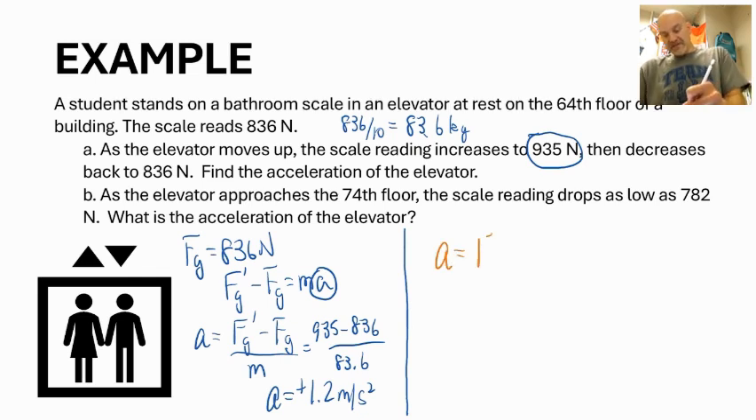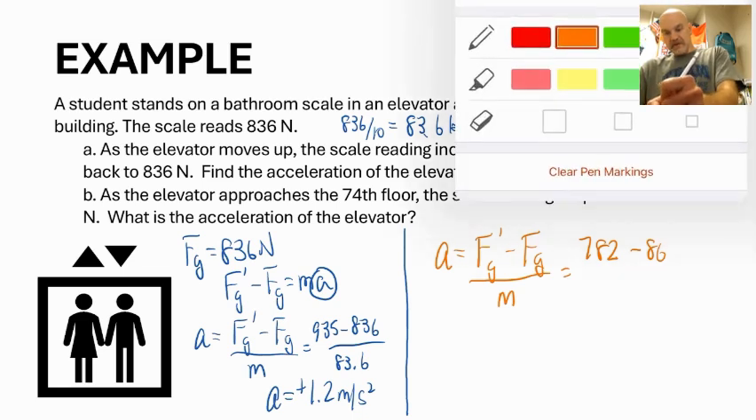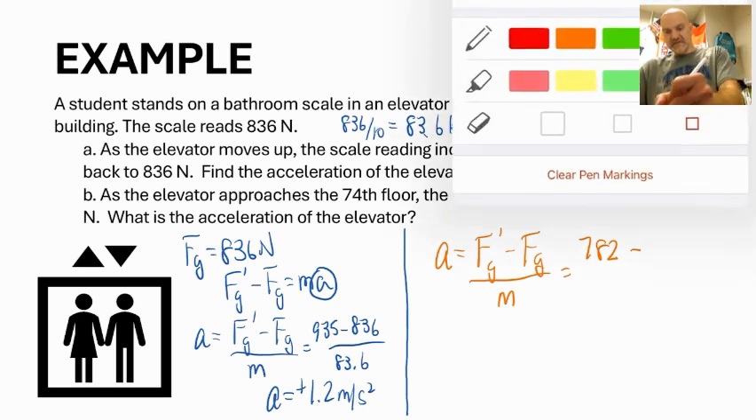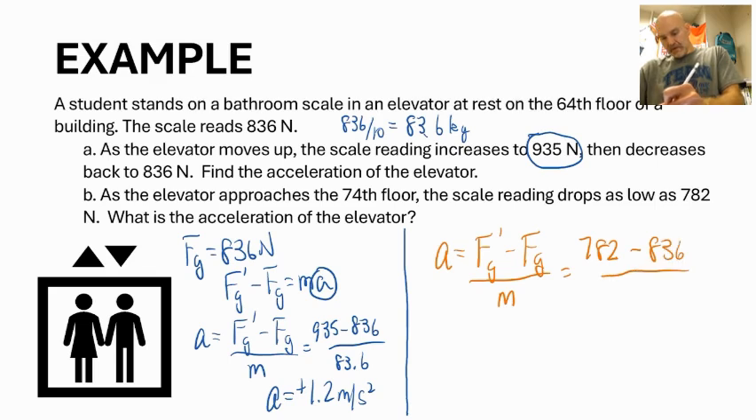So our equation is going to be the same. All of our work is going to be the same, with F_G prime minus F_G divided by m on the left-hand side. In this case, we're losing weight, so F_G prime is 782 and F_G is 836. Then we divide that by 83.6. So 782 minus 836 divided by 83.6, and we get an acceleration of negative 0.65 meters per second squared. So what does that mean?